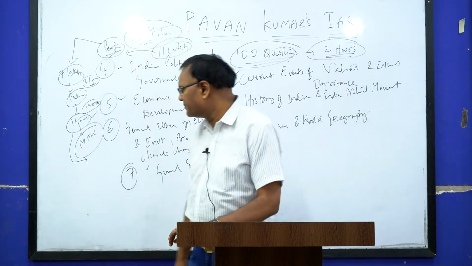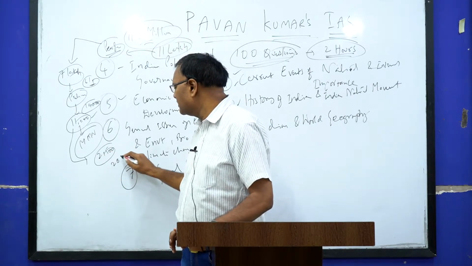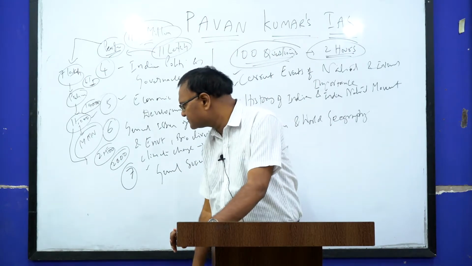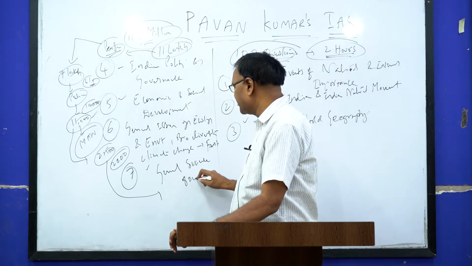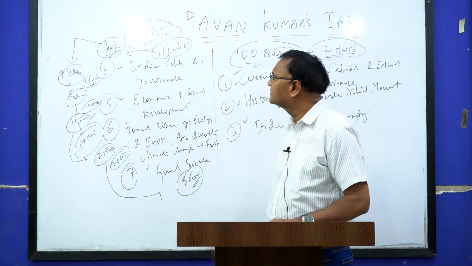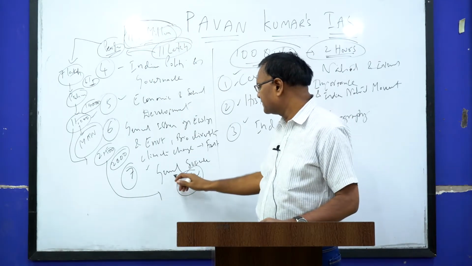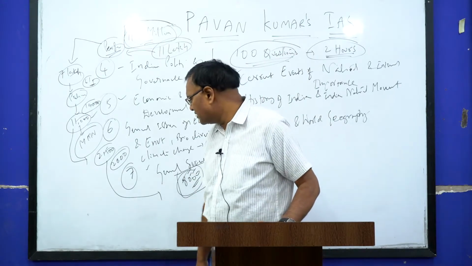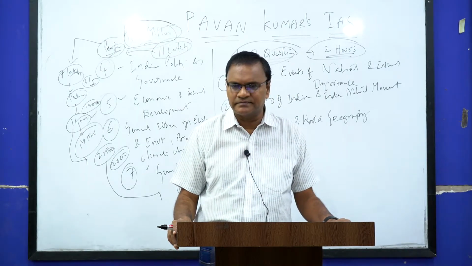From these 11,000 people, around 2,500 or 2,000 will be taken for the personality test. Out of this, the final selection will be around 800 vacancies. That means if 1.1 million people apply, only 800 people will be selected. You can imagine the tough competition in this examination.